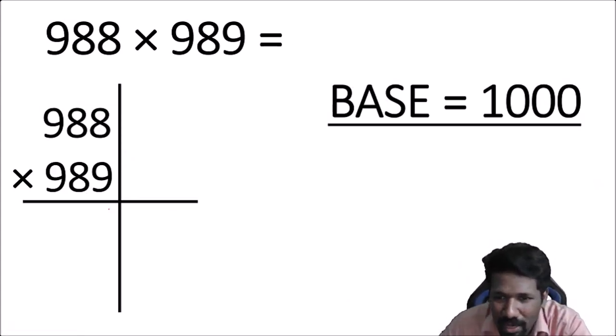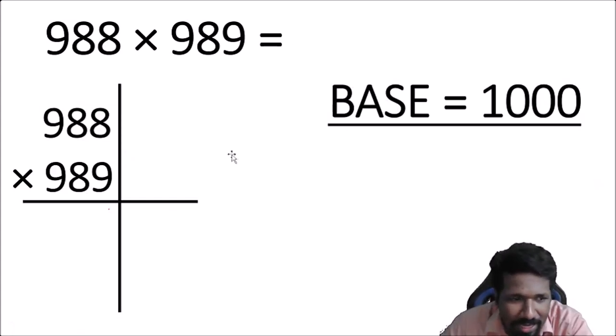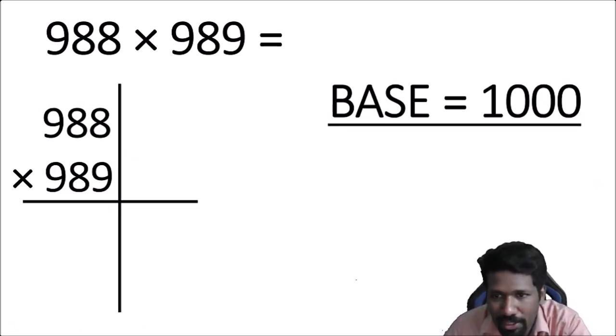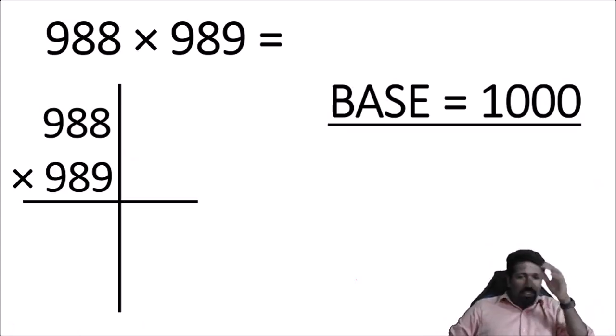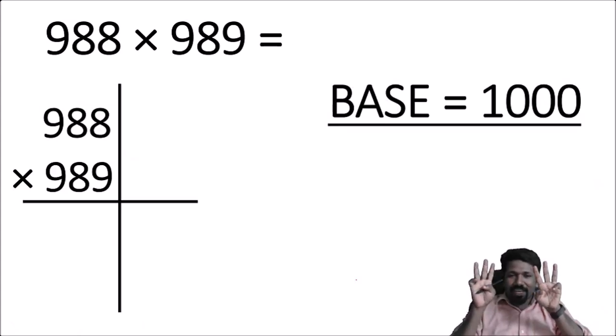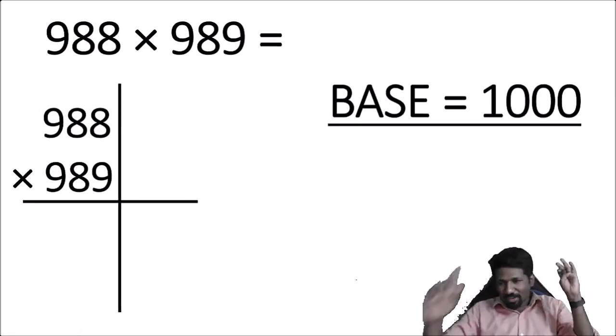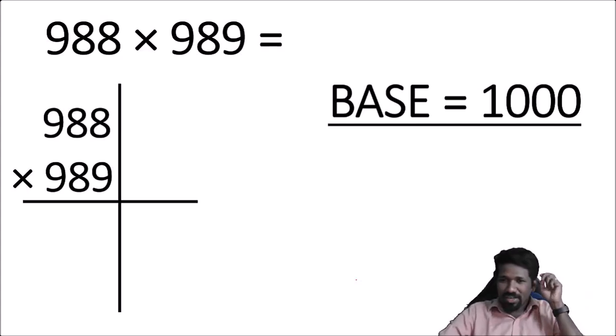These numbers are near to 1000. So whatever we did with base 100, do it for base 1000. So 988 into 989 is the question. Same process itself, but 1000 has 3 zeros, so the right hand side can have 3 digits. One more extra clue I have given. So now please try.